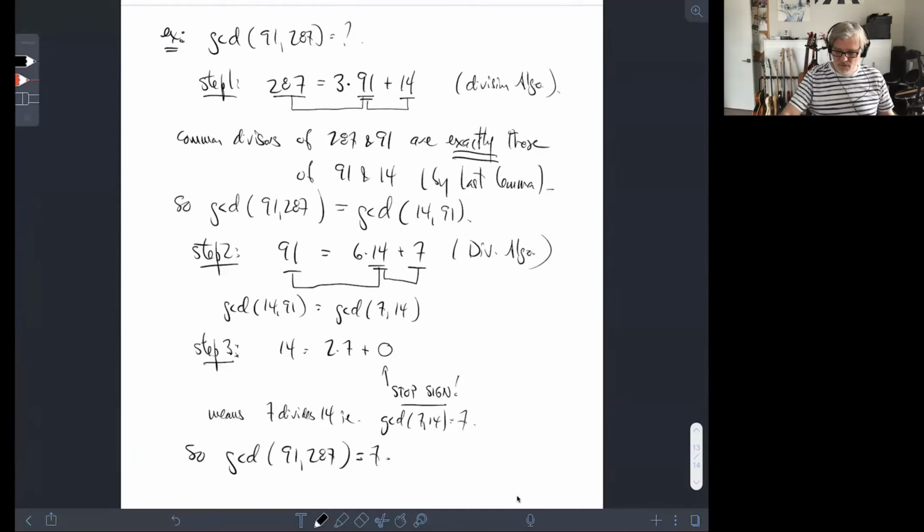Okay, so I'm going to do another one. So this is a repeated application of the division algorithm using this lemma that says each time the GCD is the same. That's it.